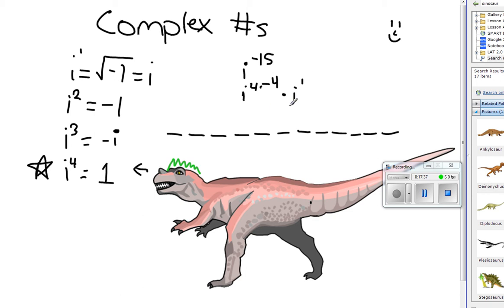So this way we have i to the first power, and you'd be like, oh, duh, i to the first power, it's right here, it's on my list. And it's just i. And this becomes 1, because it's a product of i to the 4th, 1 times i, which is i. Yes, it is. So i to the negative 15th power is i.